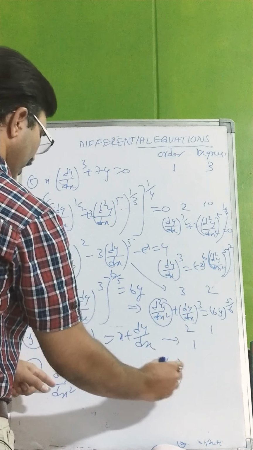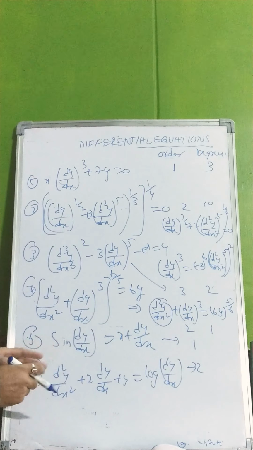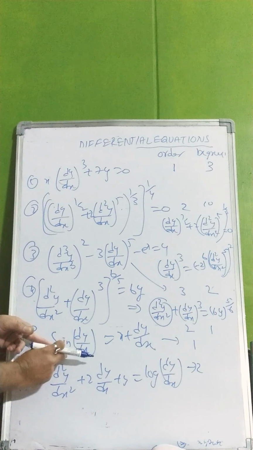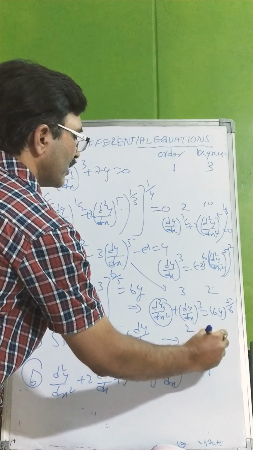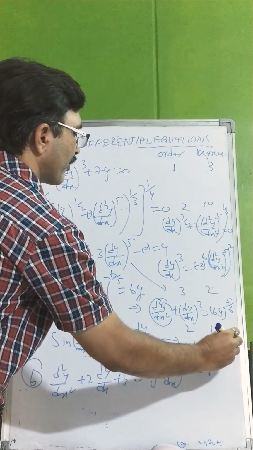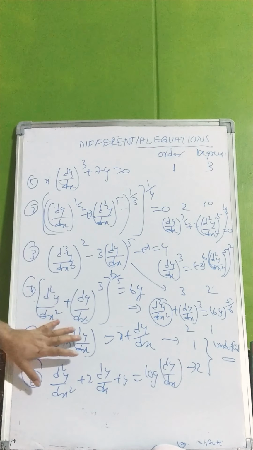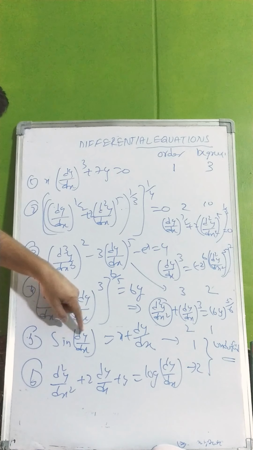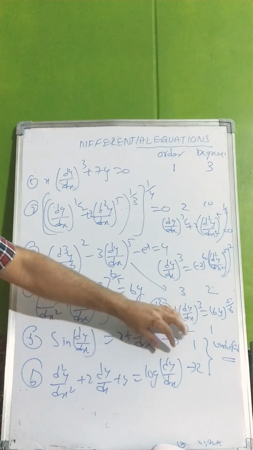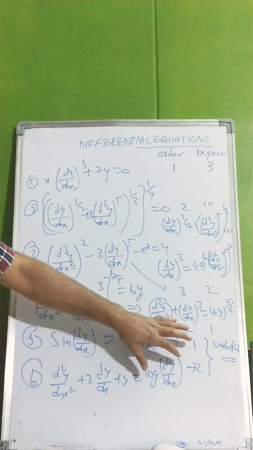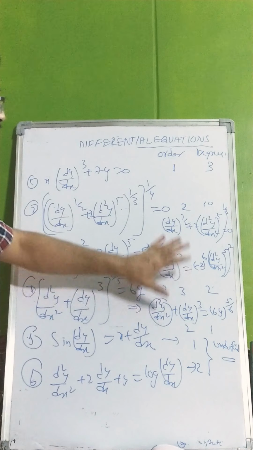Order is 1. And in this case the order is what? 2. But the degree is undefined. Why? We cannot make it free from the sine. We cannot make it free from the logarithm here. In both cases, the degree is undefined. With this 6th example, please remember we cannot make it free from sin x, and in this case we cannot make it free from log x. So these are all the best examples.